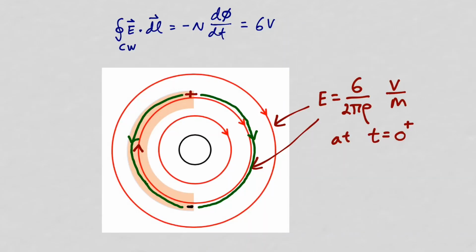Outside the conductor, the electric field from the charges will add to the electric field from the changing magnetic flux so that the integral of E dot dl through a closed path that goes through the conductor will still sum to your electromotive force of 6 volts coming from your solenoid.